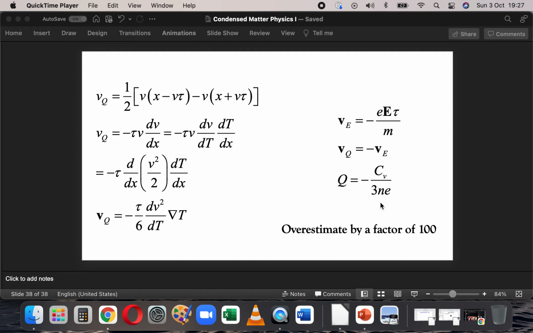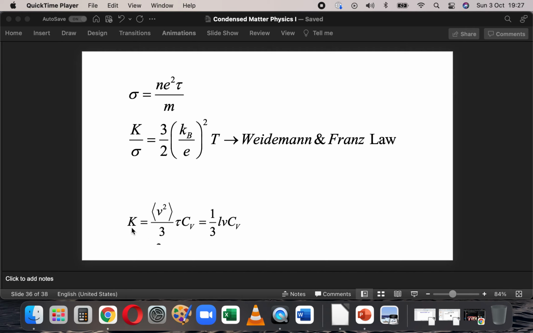So again, like I said, in the case of thermal conductivity, we got away with the wrong calculations. We said that the specific heat was overestimated by a factor of 100. The velocity was an underestimate by a factor of 100. The mean free path was approximately okay at room temperature. So the room temperature thermal conductivity was okay. We got away with it using a crude classical model.